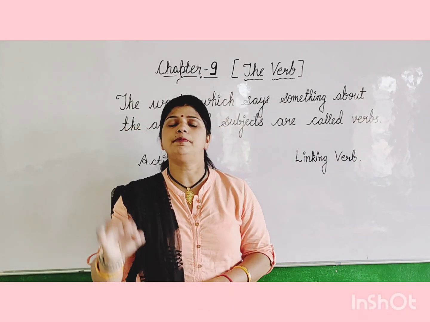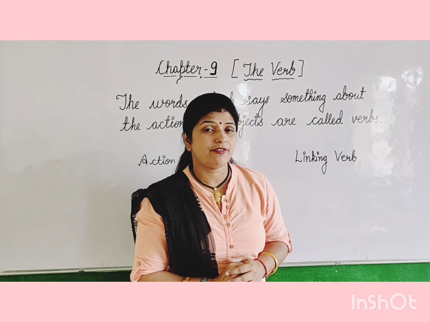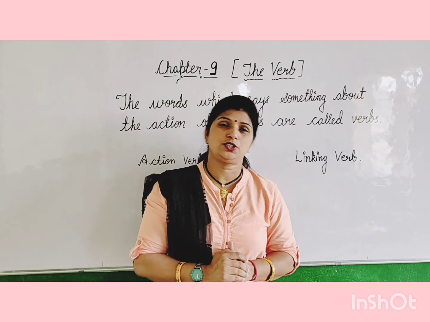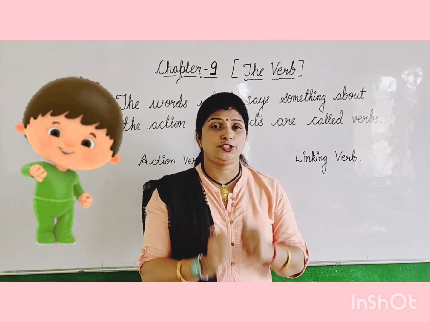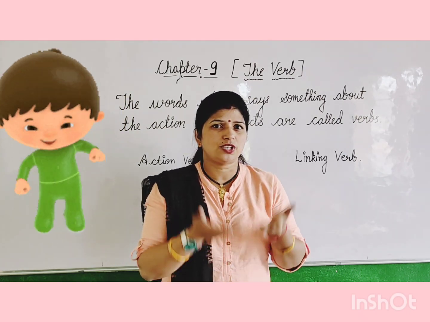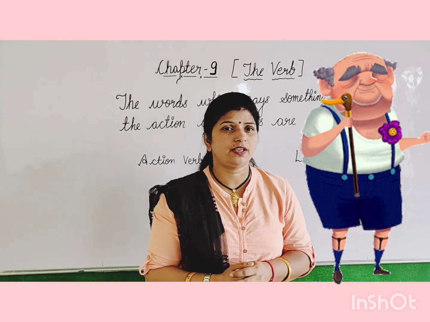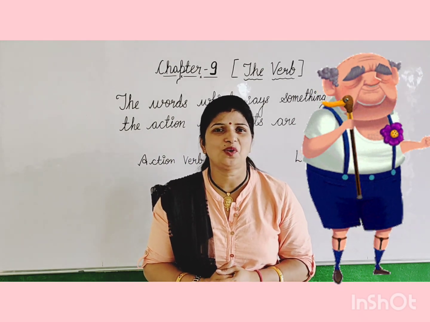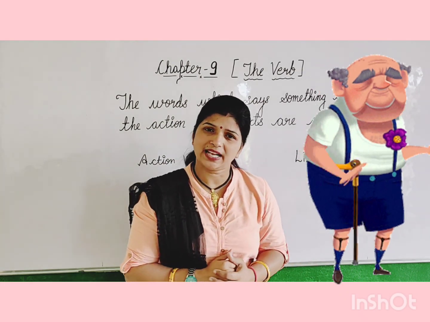So what is an action verb? An action verb shows some movement done by the subject. So whenever any action has been done by the subject, that is known as your action verb. For example, if I say that Ram is jumping, what action is Ram doing? Ram is jumping. So jumping, some movement has been shown, and that is known as your action verb. If I say that the old man is walking on the road, what is that old man doing? He is walking. So here walking is your action verb.